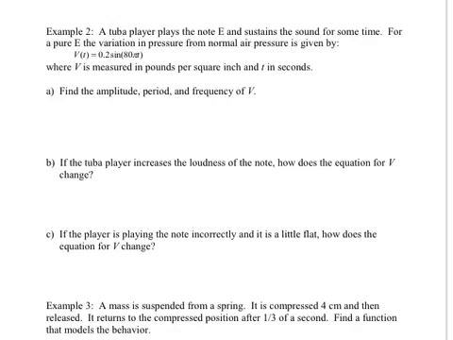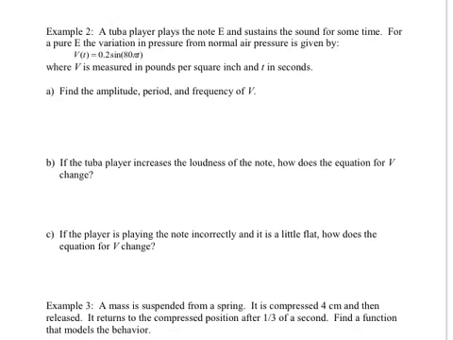Alright, so I'm going to talk about one example here, and then the other one, the mass spring, we're going to do in the class together. A tuba player plays a note E and sustains the sound for some time. And a pure E is modeled by this function here, 0.2 sine of 80 pi t. V is measured in pounds per square inch, which is a pressure, and t is in seconds. First of all, find the amplitude, period, and frequency of V.